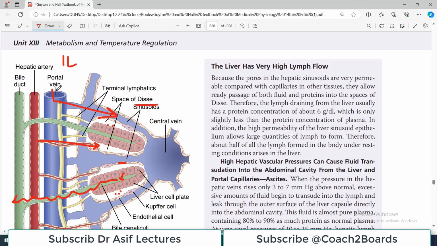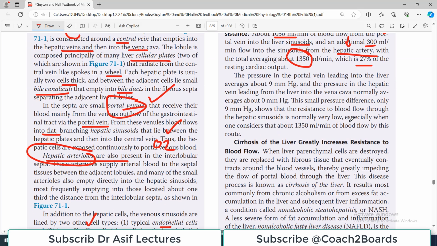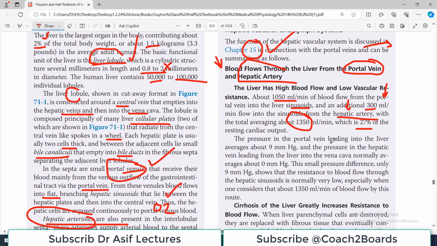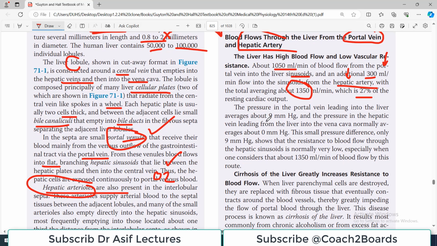It's about 1 liter per minute from the GI tract and about 0.3 liter per minute from the hepatic artery. The pressure in the portal vein leading into the liver averages about 9 millimeters of mercury, and the pressure in the hepatic vein leading from the liver into the vena cava is about 0 millimeters of mercury. So remember this pressure difference, it's important.